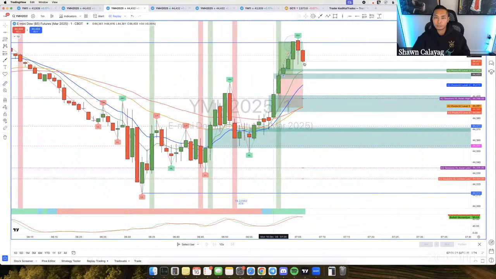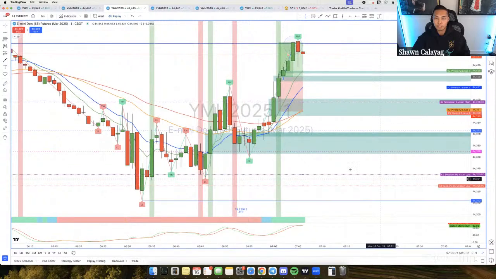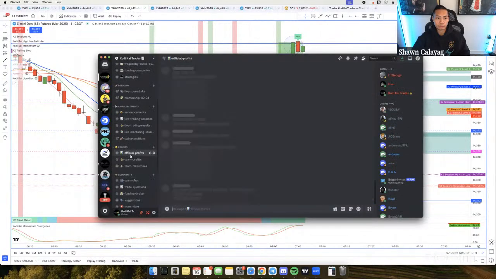So I'll put this in the chat so that you guys can see. Unfortunately, my copier wasn't on, so I only took it on one account. I took it for a low contract size because I was just testing it out. But I think moving forward, I'll be more comfortable taking liquidity trades, especially because we have the tools here to identify the liquidity. So I'll put this over here real quick.